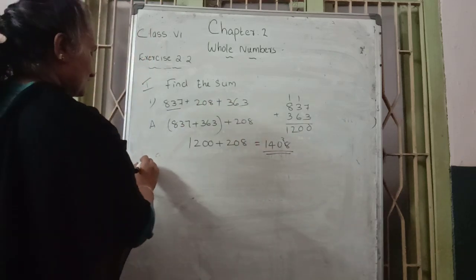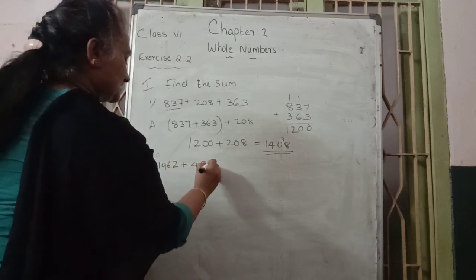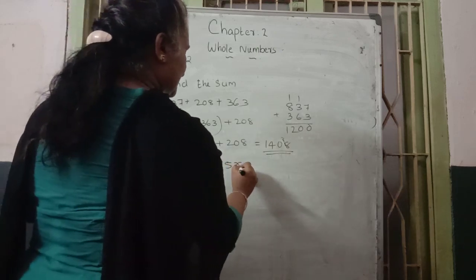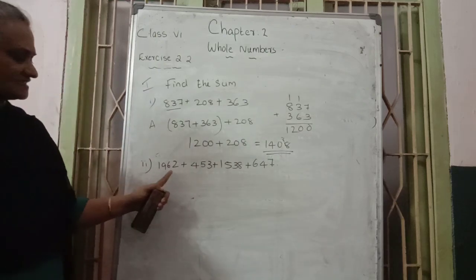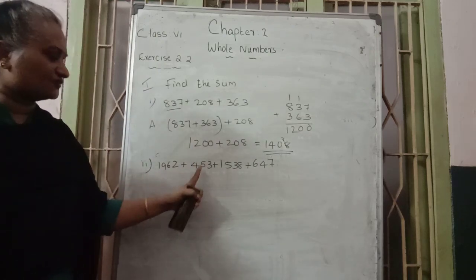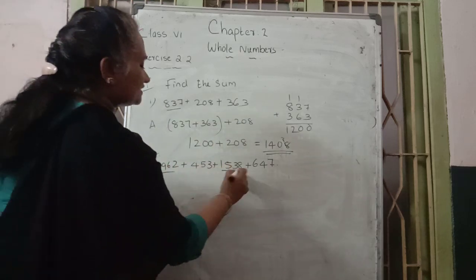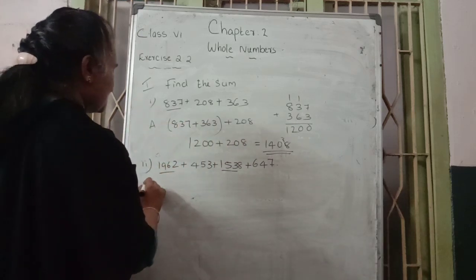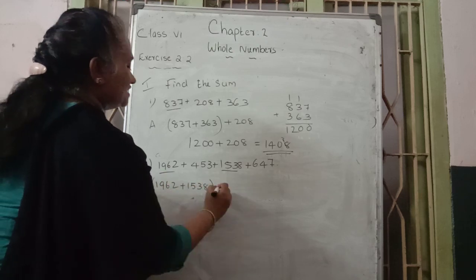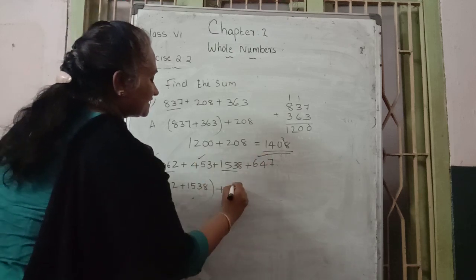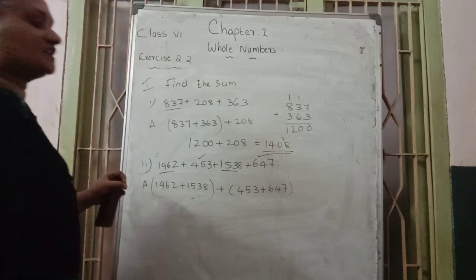One more question. 1962 plus 453 plus 1538 plus 647. Next number. 1962 is added with 453 plus this one. Here also we can add these two big numbers together, right? That means 1962 plus 1538 together they will add, and these two numbers we take and add together, then finally you get the answer.